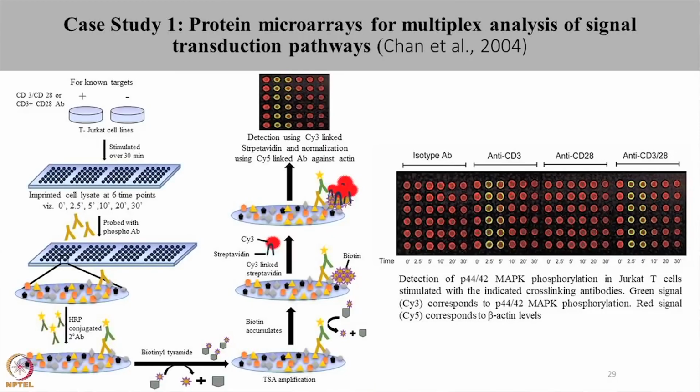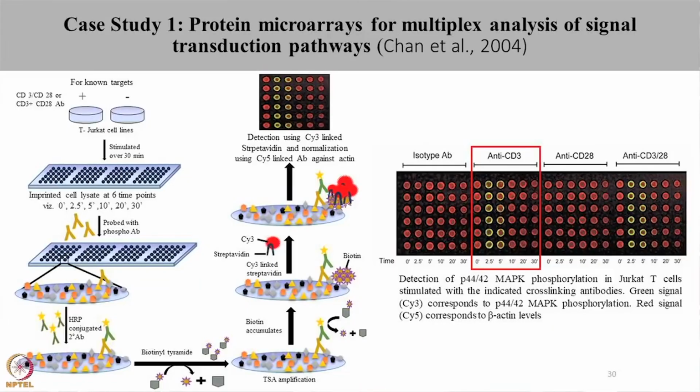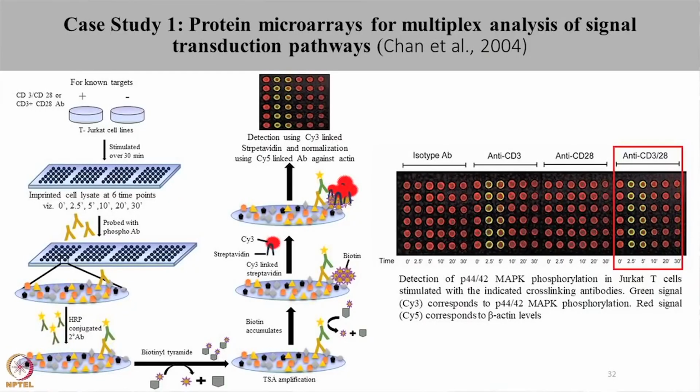The cells were treated with isotype antibodies which acted as control. The cells were treated with CD3 antibody, CD28 antibody and CD3 and CD28 antibody in combination. Here you can see that when the cells were treated with CD3, there was a quick phosphorylation observed at 2.5 minutes, which reduced at 5 minutes, but there was no change in the phosphorylation status of MAPK when the cells were treated with CD28 antibodies. When the cells were treated with the combination of CD3 and CD28, a sustained phosphorylated MAPK was observed and the signal intensity even at 5 minutes was prominent.